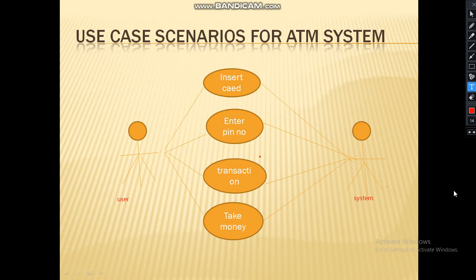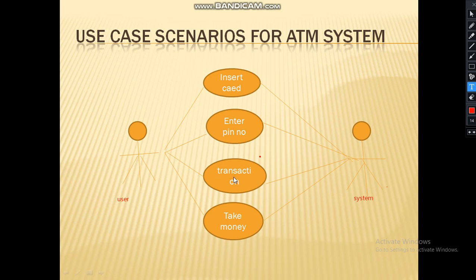The user and system perform some operations to execute the ATM system. The first operation is insert card. The user inserts the card, and whether the inserted card is an authorized card or not is verified by the system. The second one is enter PIN number. The user enters the PIN number, and whether the PIN number is valid or not is checked by the system.